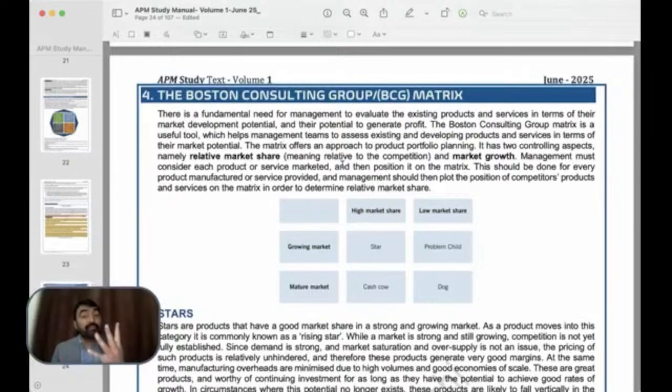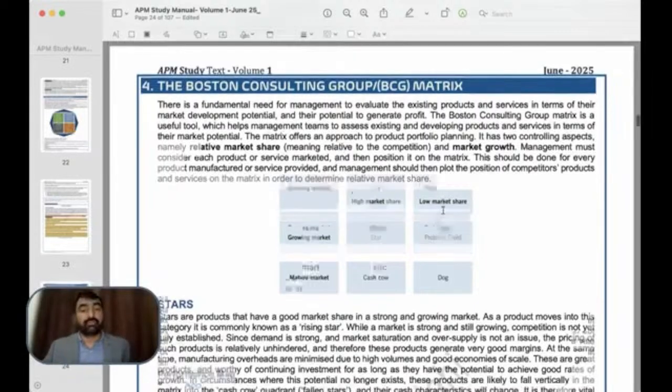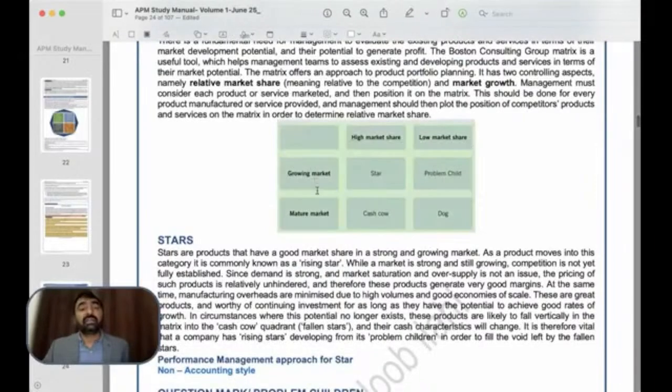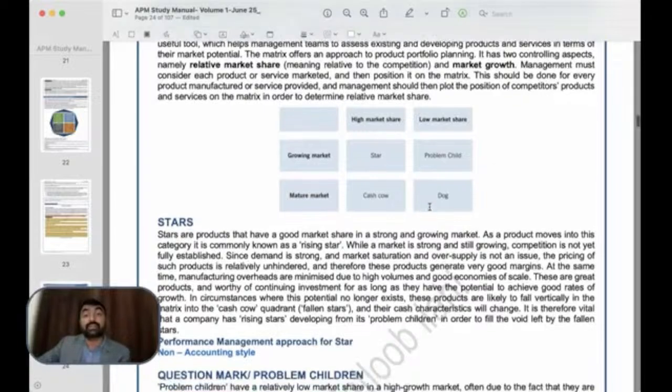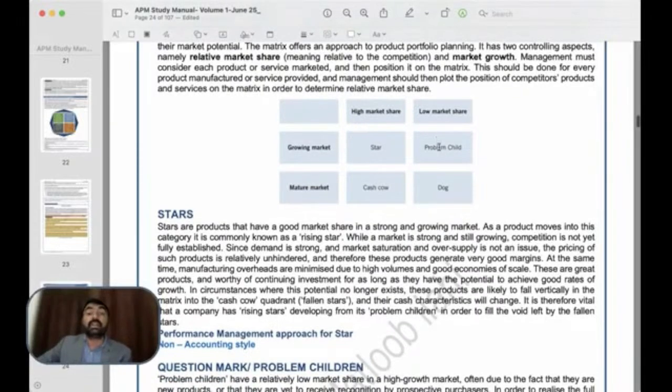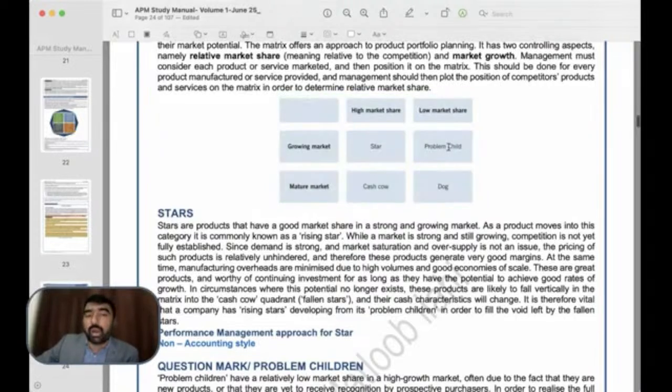There are 4 positions according to this framework. On the one side, there is the market dimension. So markets can be mature or growing. On the other side, there is the market share dimension. So market share can be high or low. On this basis, we can categorize the portfolio into 4 categories. First, we can say that there is a problem child, also called question mark.